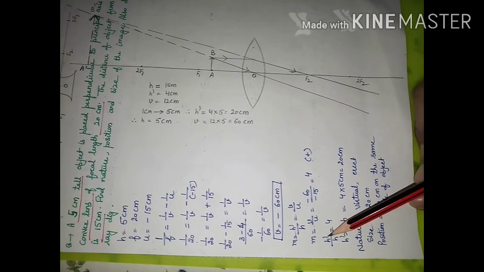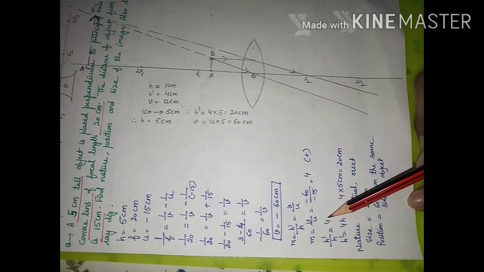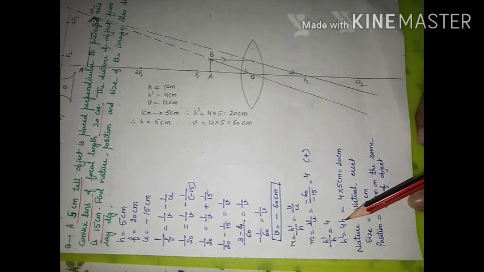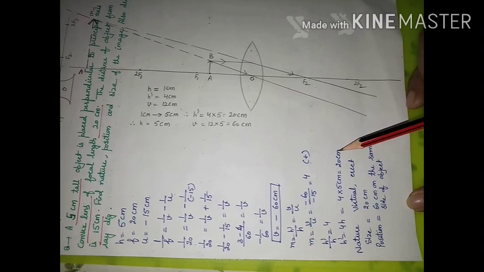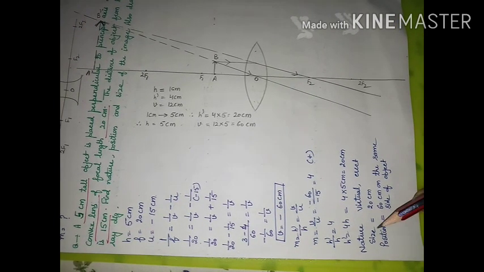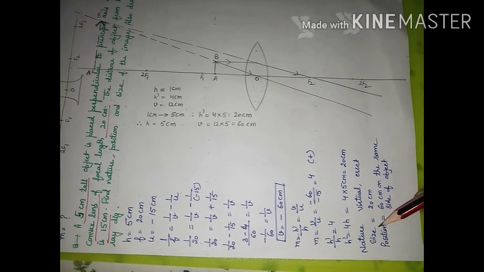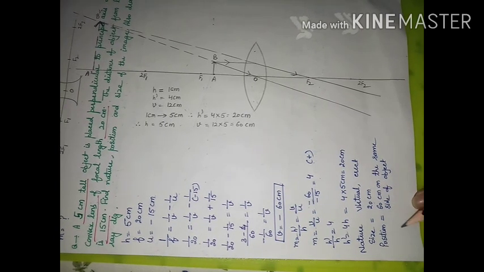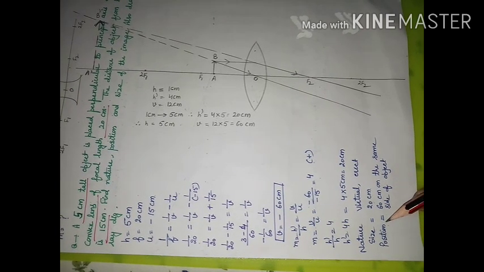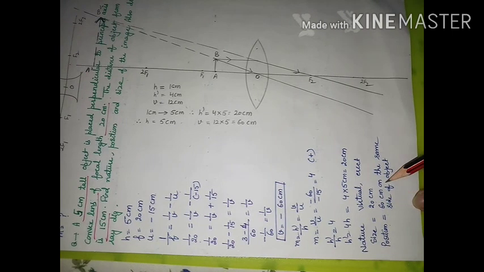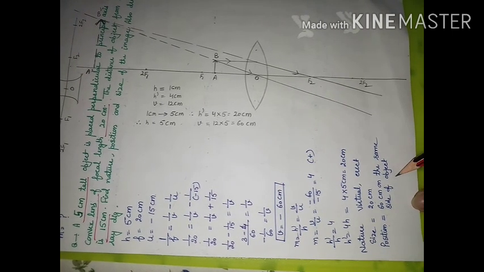Again, to find the size of the image, h dash upon h is equal to 4. So h dash will be 4h, so this will come out to be 20 centimeter. So the nature is virtual, erect. Size of the image is 20 centimeter. And the position of the image is 60 centimeter on the same side as the object.